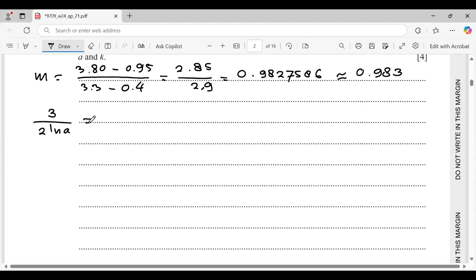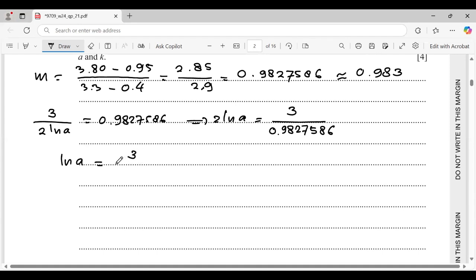Let's continue. Based on part a, the gradient is also 3 over 2 ln a. And the gradient in part b is 0.9827586. So it means 2 ln a equals 3 over 0.9827586, and ln a equals 3 over 1.9655172. That is ln a equals 3 divided by this number. The result is 1.5263158.